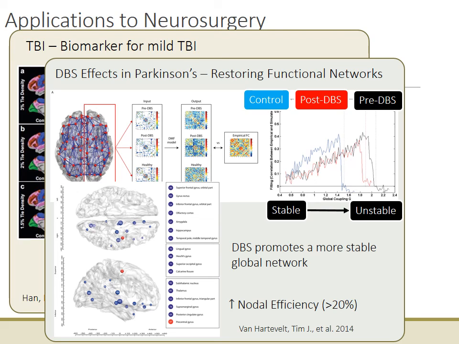And you see the red line compared to the black line. This essentially represents that it's more stable. It's not as stable as the controls are, but it's in the right direction. And the second thing they did was they looked at the efficiency of the nodes, the nodal efficiency, if you will. And these blue dots represent an increase of 20% or more of nodal efficiency in the right hemisphere. And this suggests that the brain networks are reconstructing to more of a normal configuration.